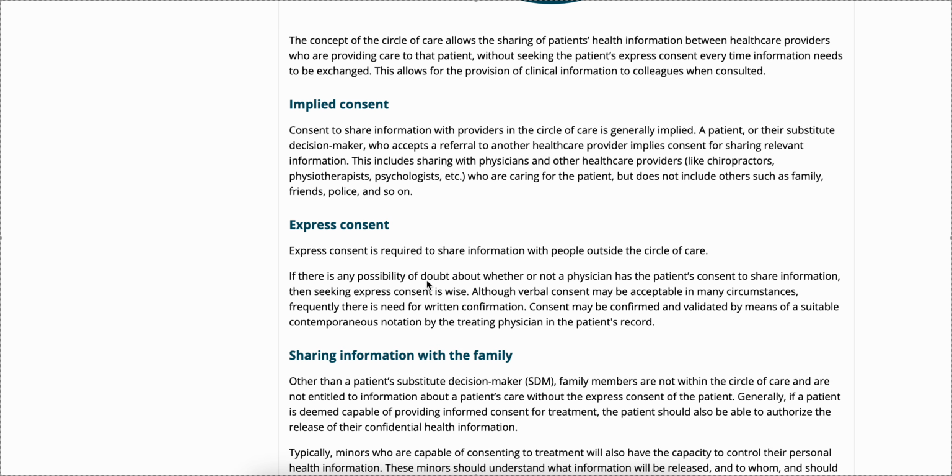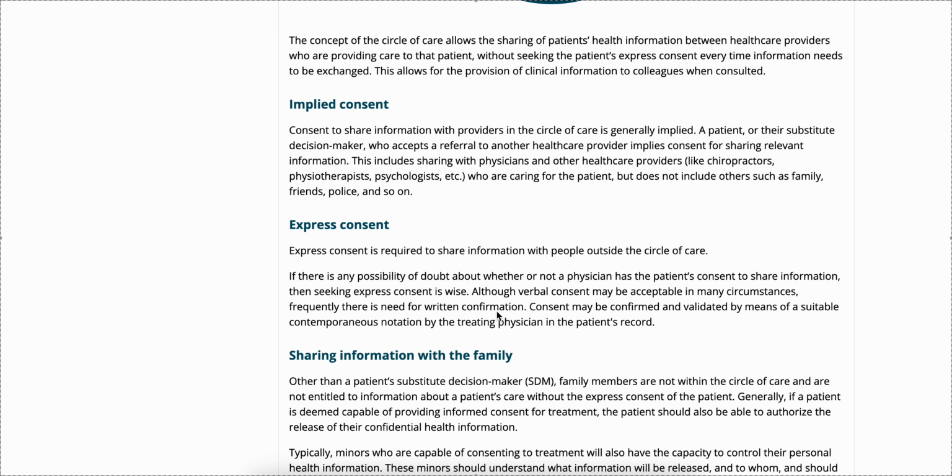If there is any possibility of doubt about whether or not the physician has the patient's consent to share information, then seeking express consent is wise. Express consent is where you just ask them, do you give me permission to do that? It doesn't mean it is always written, but if they say yes, you can document it. Although verbal consent may be acceptable in many circumstances, frequently there is a need for written consent confirmation.